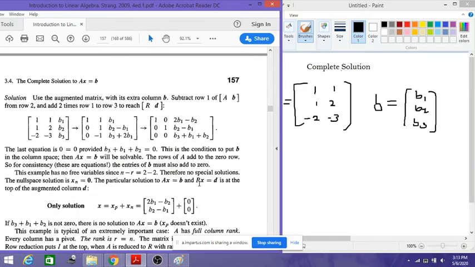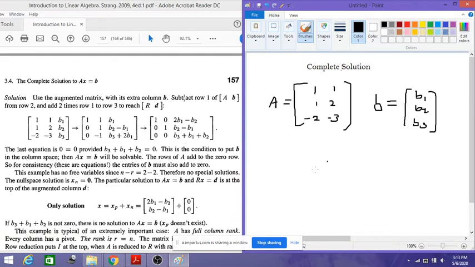How do we find the complete solution? There are two ways. We can go with the augmented method, or we can just consider this Ax equal to b and then go for the row elimination process. Anyway, we can do it either way. Let me go with the augmented method here. Then my matrix will become 1 1 b1, then 1 2 b2, then minus 2 minus 3 and b3. So this is my augmented matrix here.